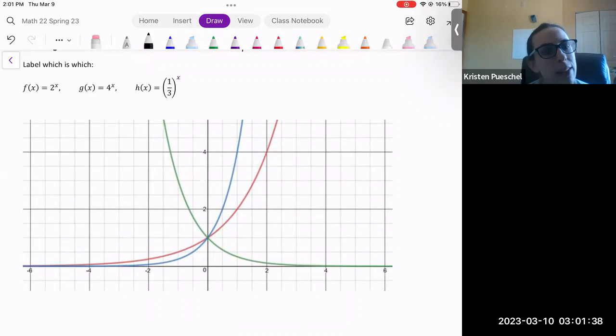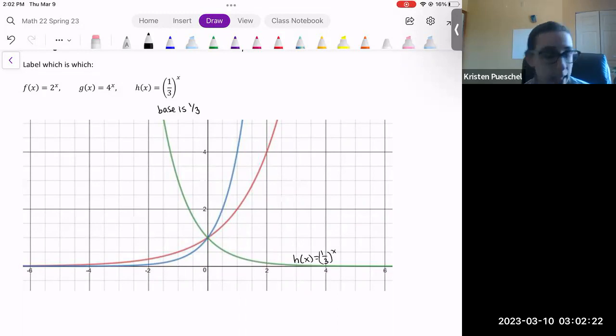Okay, so the easiest one to figure out here is 1/3 to the x. We see here that our base is equal to 1/3. So this is going to be decreasing. And so the only decreasing function we see here is this green curve, h of x is going to be 1/3 to the x. Alrighty, great. And now we have to figure out which one is 2 to the x and which is 4 to the x. So it's either the blue or the red.